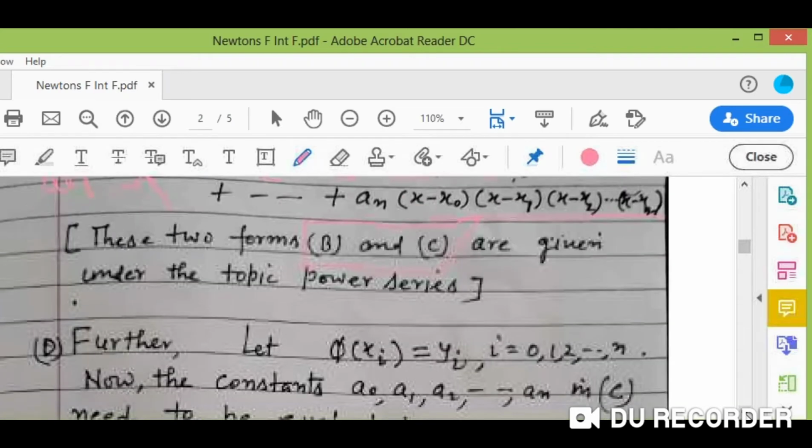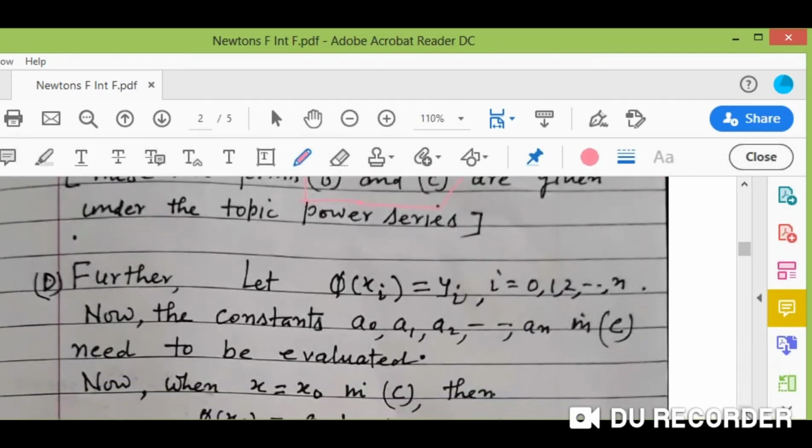So I have shown you two different polynomials in place of the simple polynomial, and these things are available under the topic power series in real analysis. So I have made a revision of your topic power series. Now let phi of xi be equal to yi, with i ranging from 0, 1, 2 up to n.